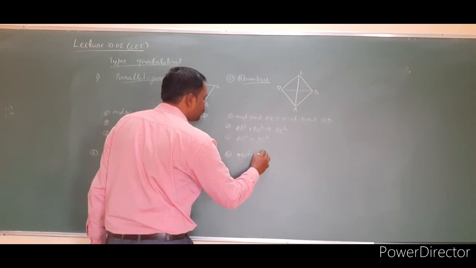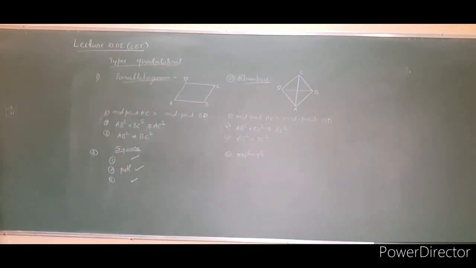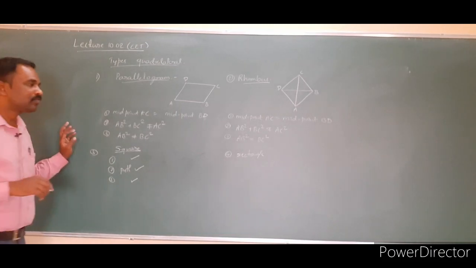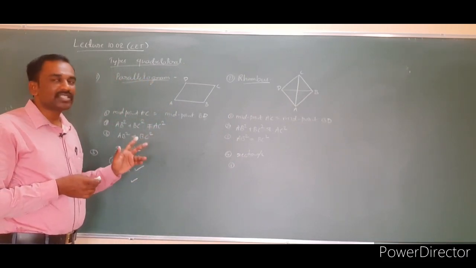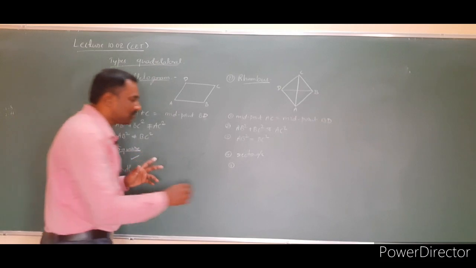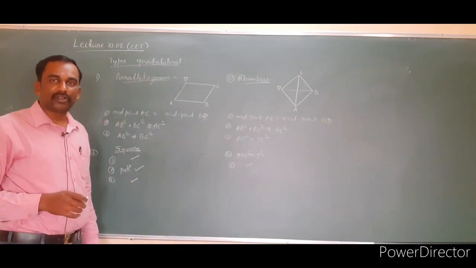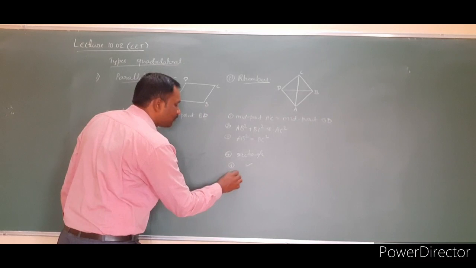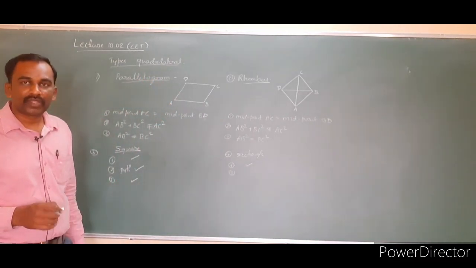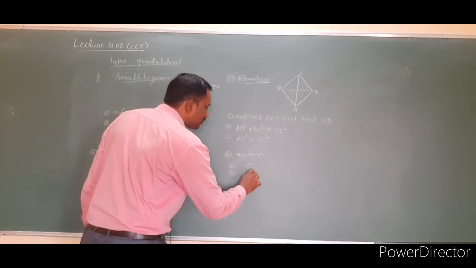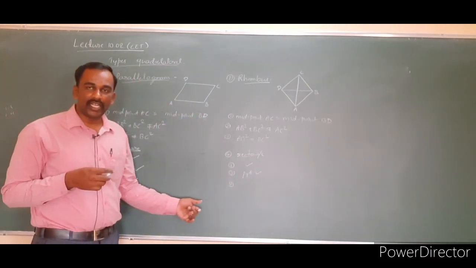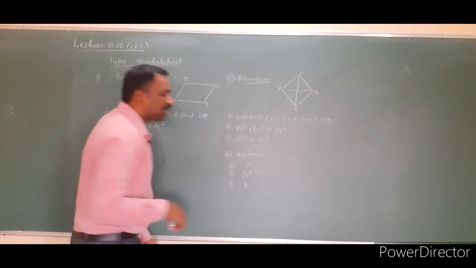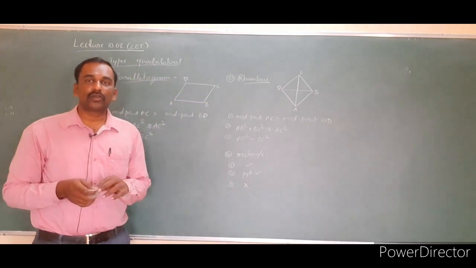Next one is a rectangle. When we need to say that a given quadrilateral is a rectangle, first, the midpoints of both the diagonals are equal. Yes, obviously. Second, Pythagoras theorem is satisfied. Yes, it is also satisfied. Third, are adjacent sides equal in length in the rectangle? No, adjacent sides are not equal in length.